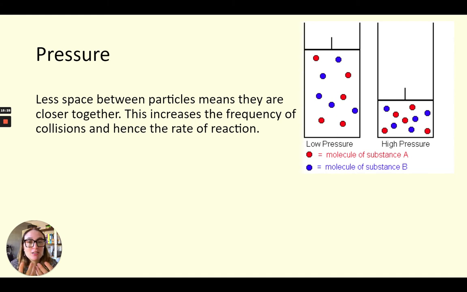The closer they are together, the more likely they are to collide. So you see a greater number of collisions, so a higher frequency of collisions. If there are more collisions, you have a greater chance of those collisions being successful, and therefore the rate of reaction increases.